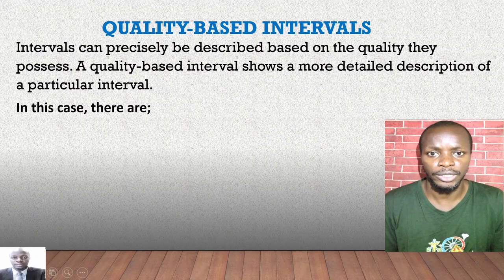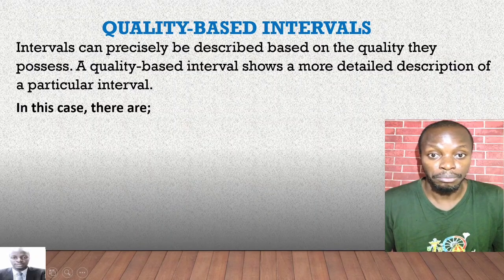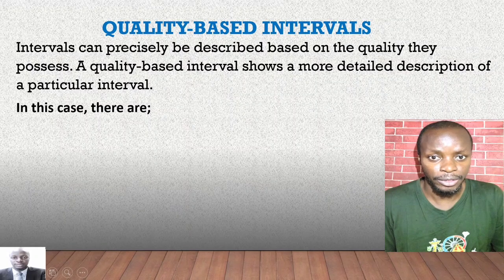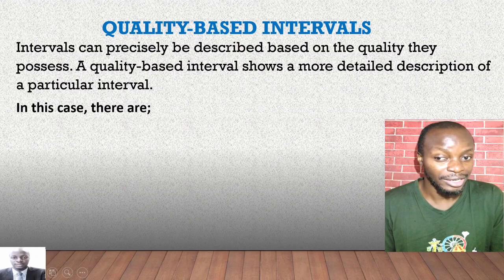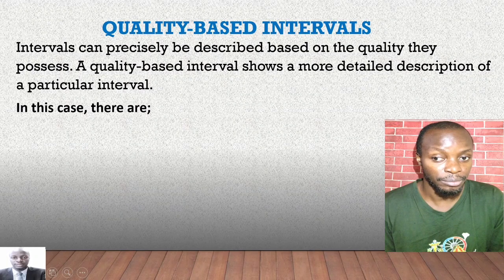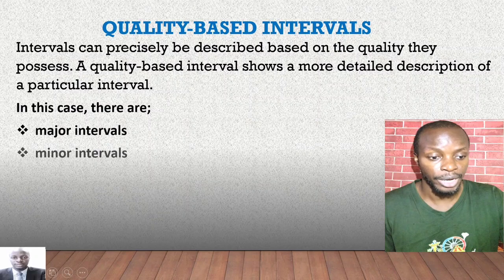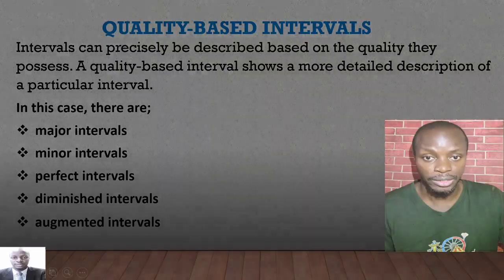So this is what I mean. For instance, when you say a third, we have different kinds of thirds. It could be a minor third, it could be a major third, it could be a diminished third. With quality-based interval, you know the specific kind of interval that exists between two pitches, right? And you can get the precise quality of an interval by determining the number of semitones that can be found between the two pitches, right? So in this case, there are major intervals, minor intervals, perfect intervals, diminished intervals, and augmented intervals.